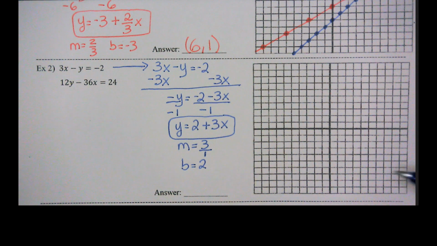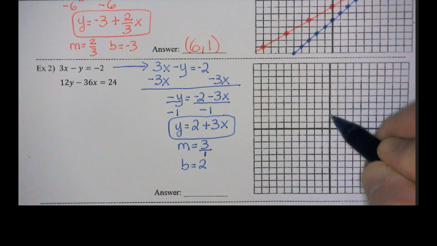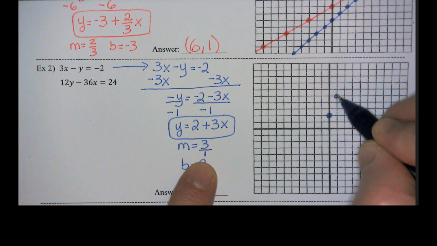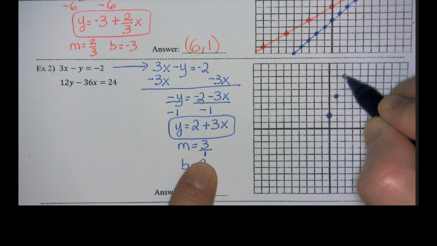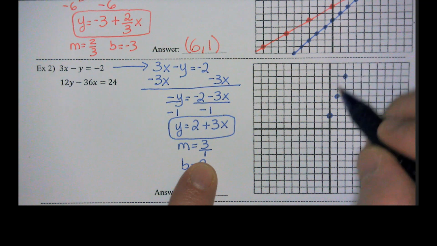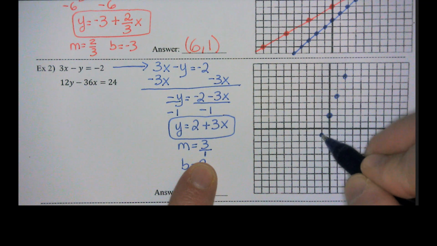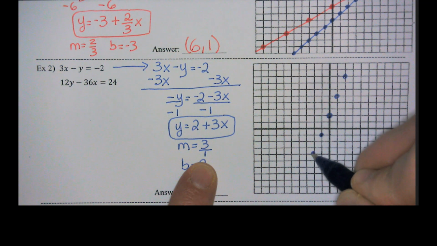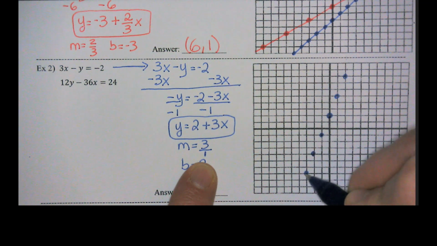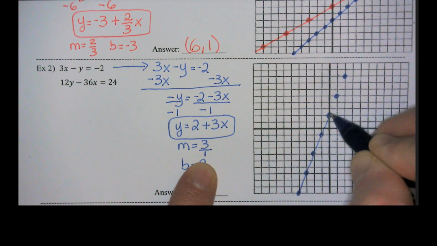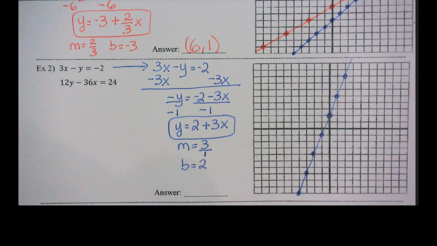Now that I have that information, I'll start my graph at 2 on the y-axis. Looking at my slope, I'm going to go up 3, 1 to the right. Up 3, 1 to the right. I cannot go any more, so I return to the starting point and I go down 3, 1 to the left, repeating that down 3, 1 to the left several times. So there we go. There's my first line right there.